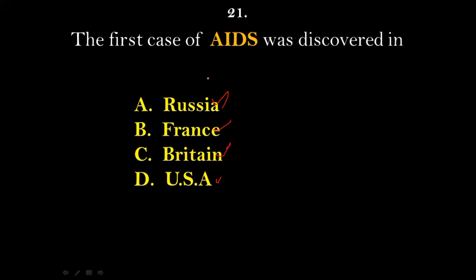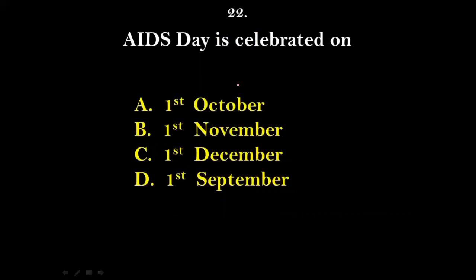So the first case of AIDS was discovered, first of all, in the United States of America. Next, question number 22. AIDS Day is celebrated on which of the following days? 1st October, 1st November, 1st December, or 1st September? And the right answer for this will be: AIDS Day is celebrated every year on the 1st December.